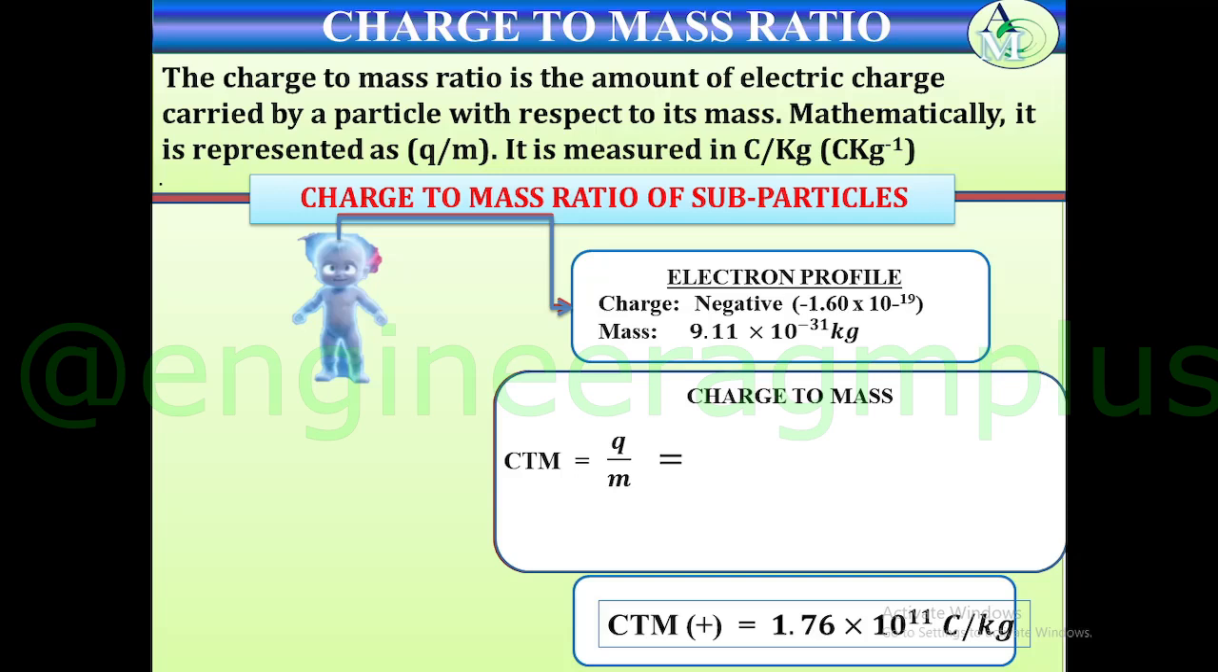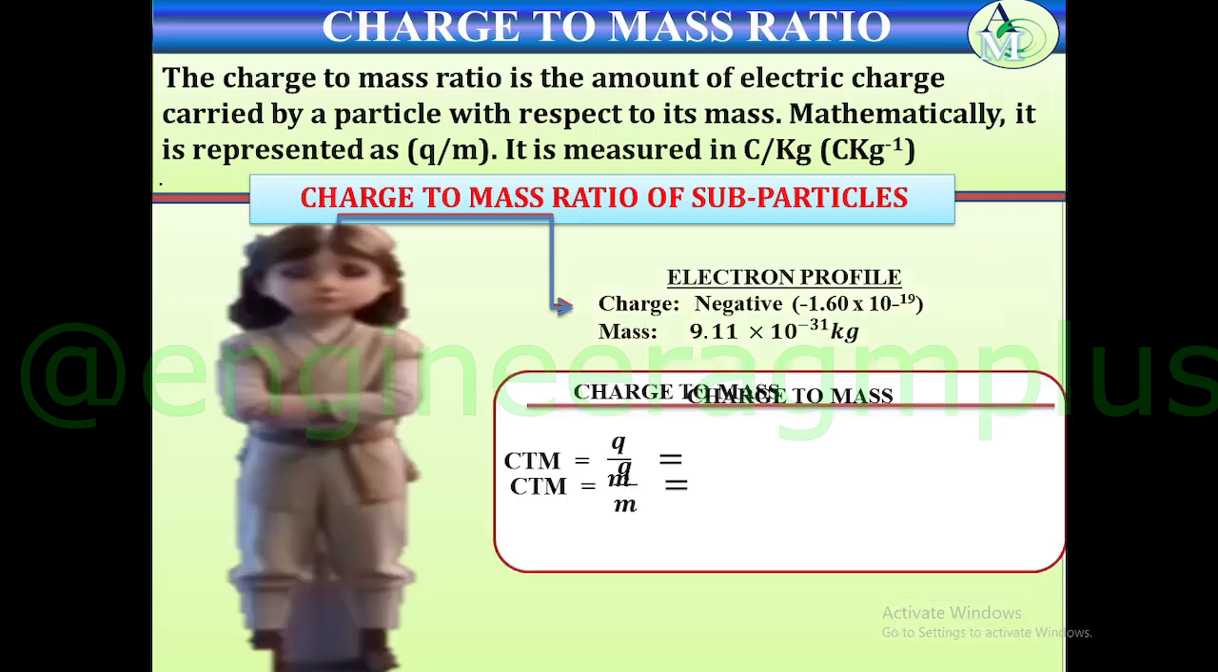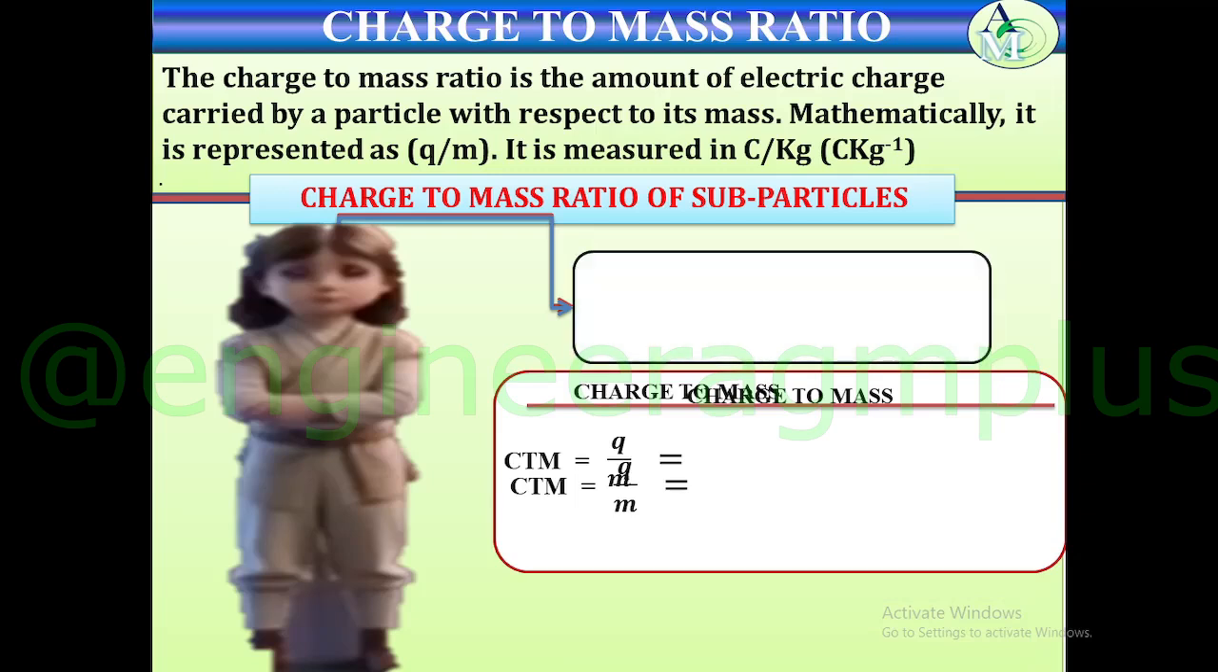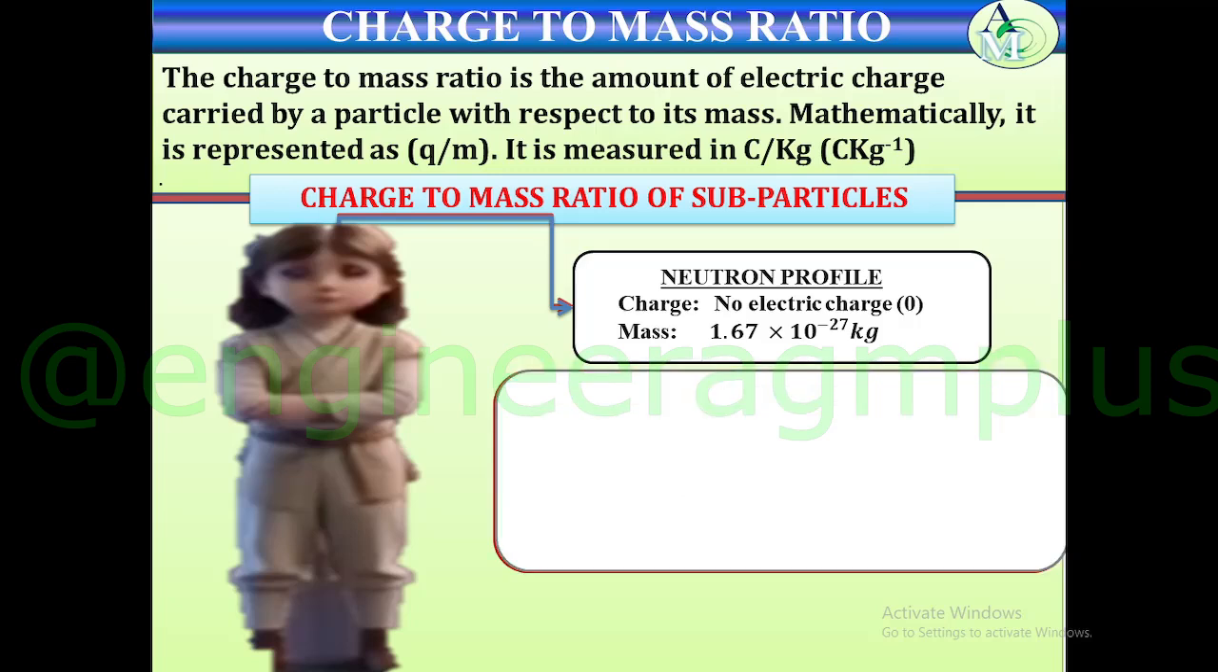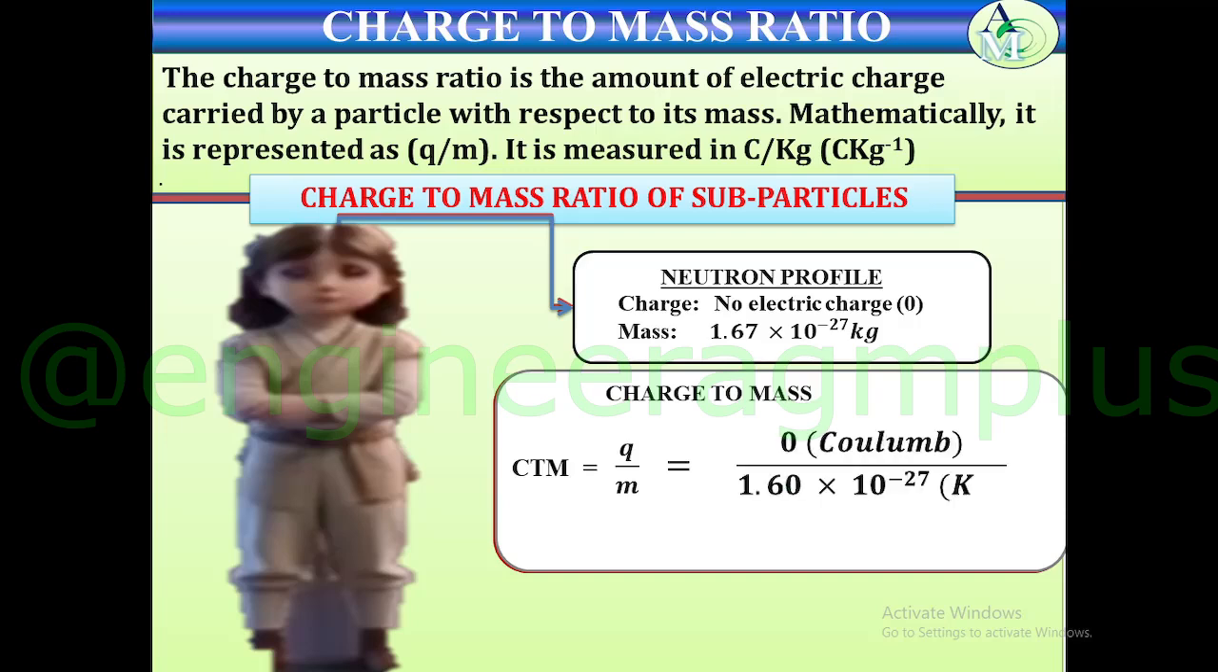Now what of Madam Neutron? Here she is. As for Madam Neutron, let's check her profile. The charge is 0, that is no electric charge, no charge at all. And the mass is 1.67 times 10 raised to the power minus 27 kilogram. How do we calculate the charge to mass ratio? Almost the same thing. Charge to mass ratio is equal to Q over m, then you substitute for the values and you have 0 coulomb per 1.67 times 10 raised to the power minus 27 kilogram. And what does that give? 0.